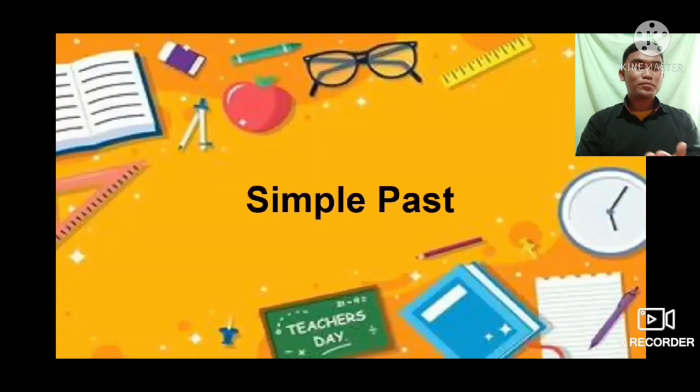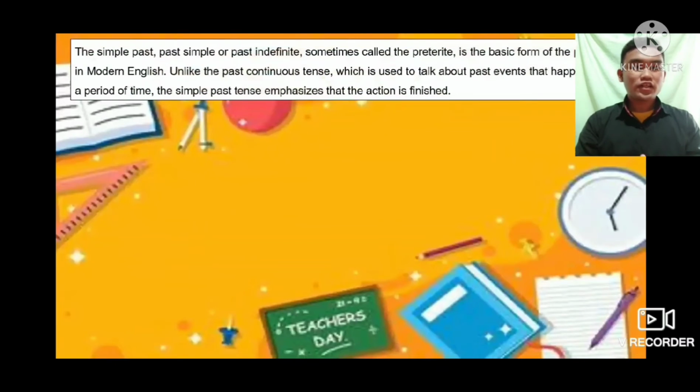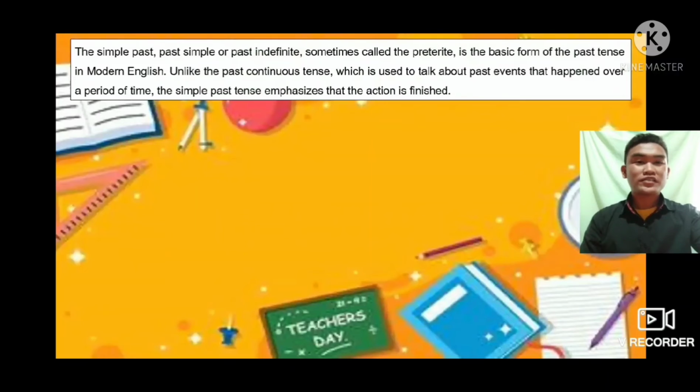Let us start our discussion with the simple past tense. Now, what is the simple past tense? The simple past, past simple, or past indefinite, sometimes called the preterite, is the basic form of the past tense in modern English. Unlike the past continuous tense, which is used to talk about past events that happened over a period of time, the simple past tense emphasizes that the action is finished.